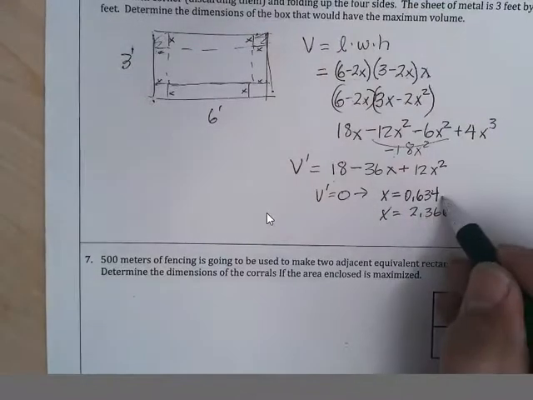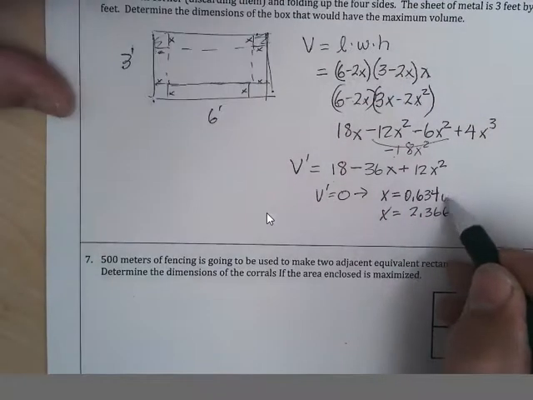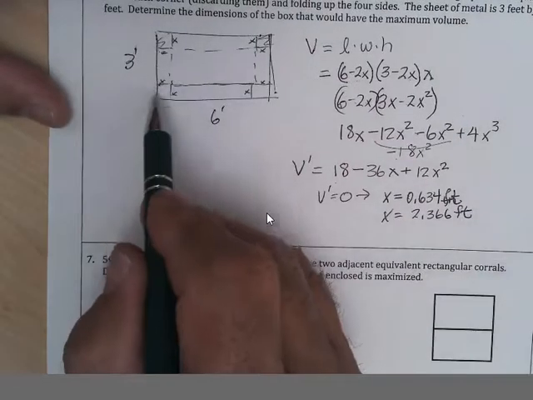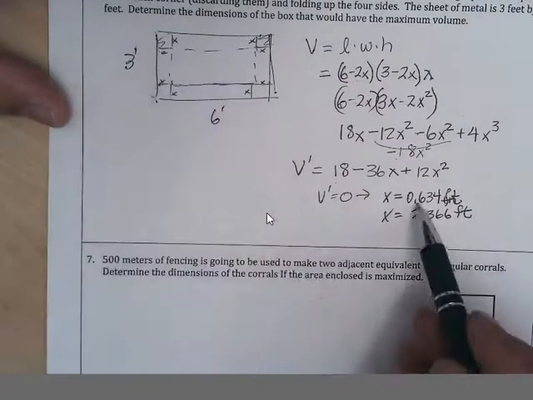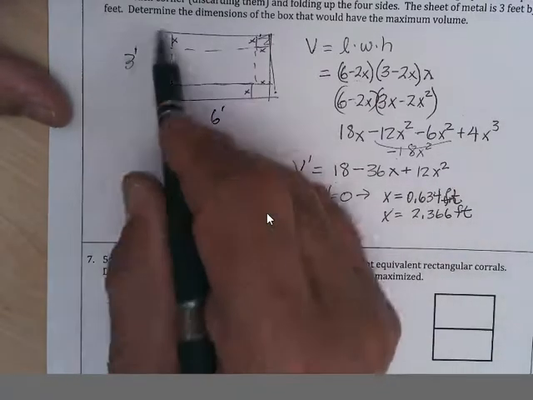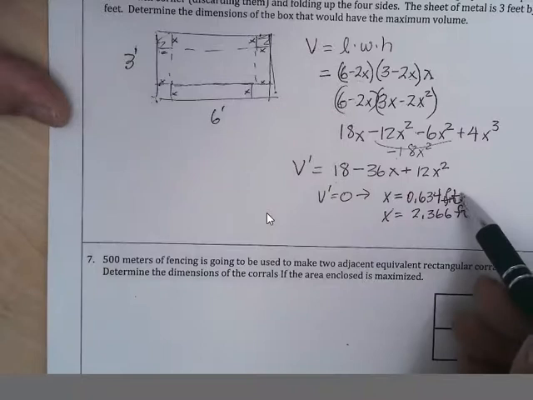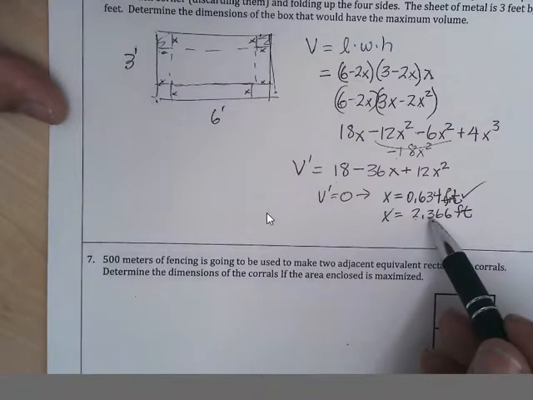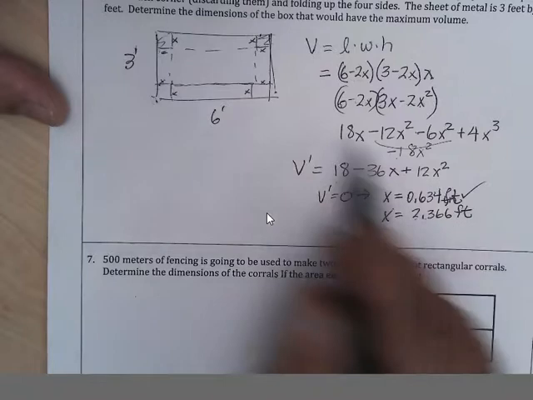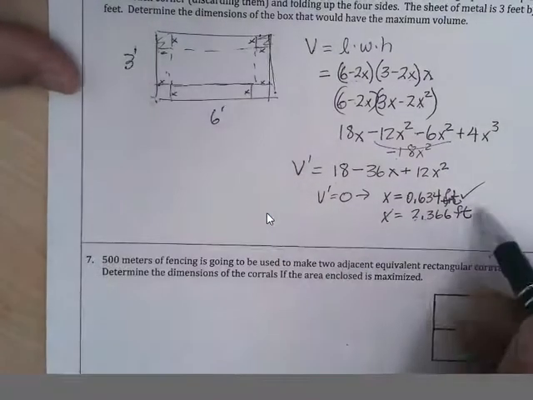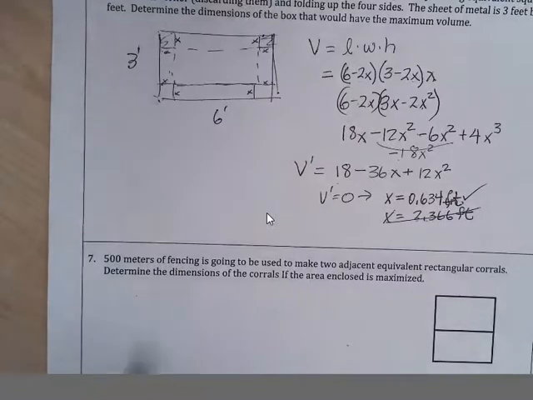Okay, and these would be x's, which are feet. And now we have to look and say, is it reasonable to take a little over half a foot out of each corner if it's 3 foot wide? That's possible to do. Is it reasonable to take 2 1/3, over 2 1/4 feet? Well, 2 1/4 and 2 1/4 is way over 3 feet. This is not a possible answer.